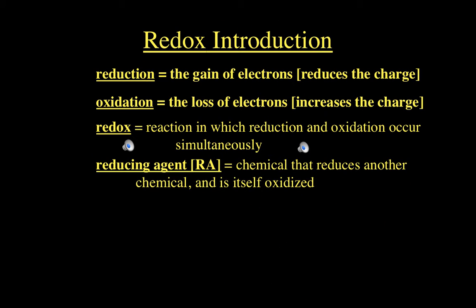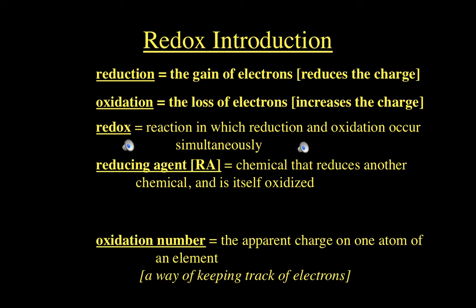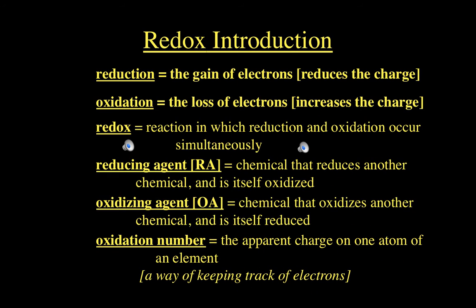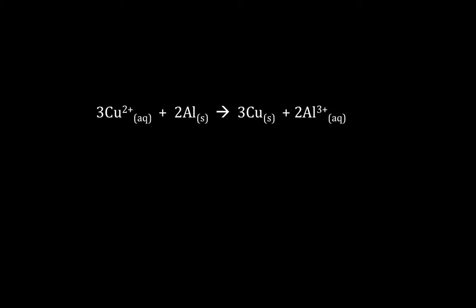So we have something called a reducing agent. And a reducing agent is something that causes something else to be reduced, and therefore it itself is oxidized. So if it's a reducing agent, it means it's given up electrons to the other thing. And if we have an oxidizing agent, an OA, therefore it oxidizes the other chemical, and that means it itself is reduced. It's gaining electrons to do that. Oxidation numbers you were introduced to in a previous PowerPoint, and so hopefully that stuff is making sense. So now we're going to look at an example.